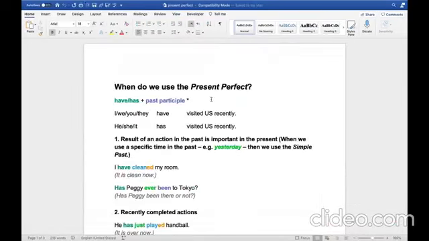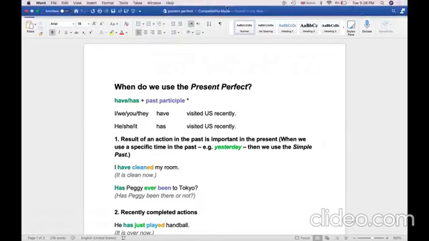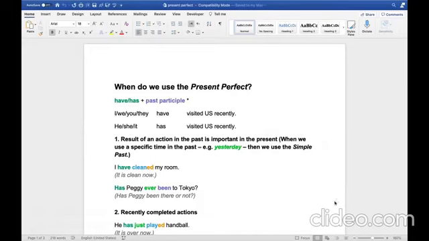Now we take the present perfect. We said that the present perfect refers to an action that started in the past and has its effect in the present, or just finished in the present. The form is have or has plus the past participle.